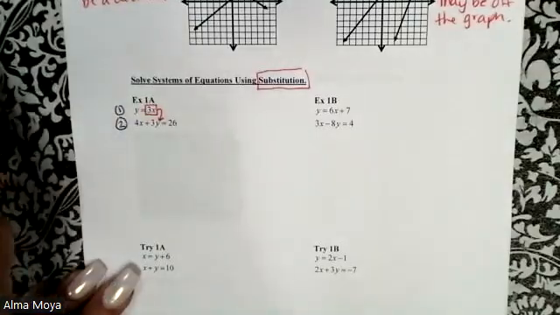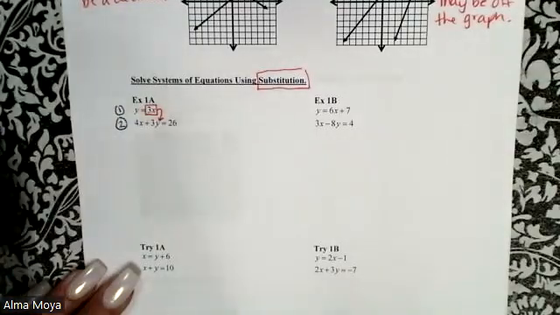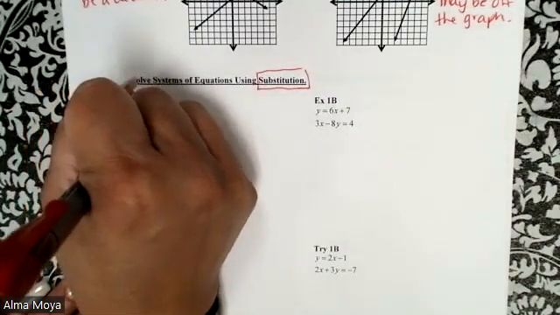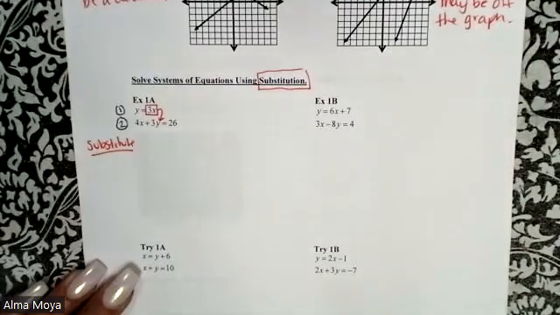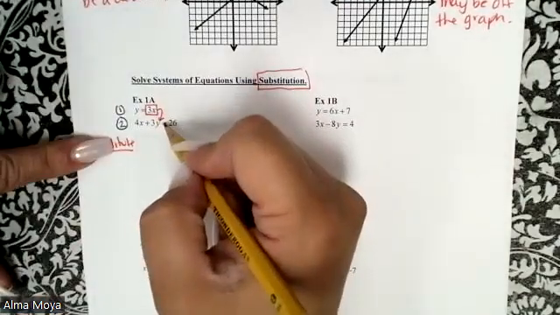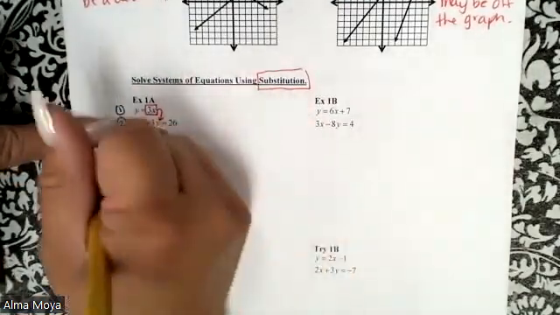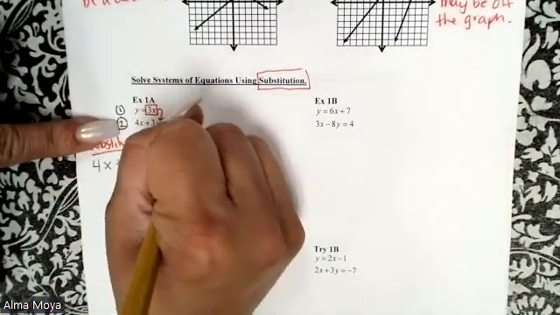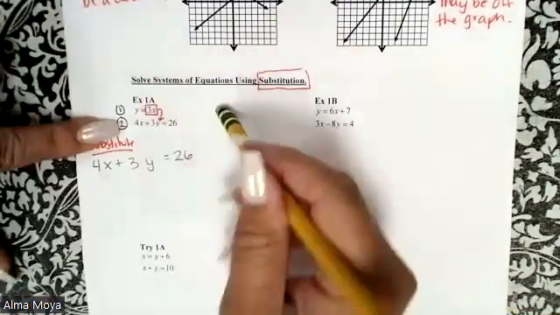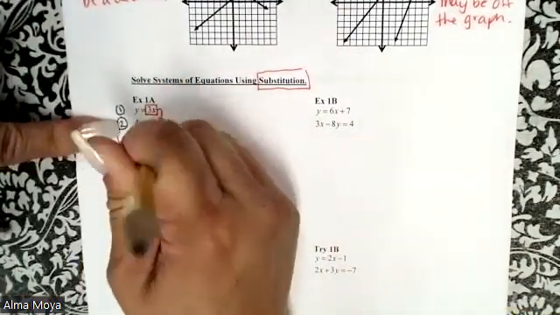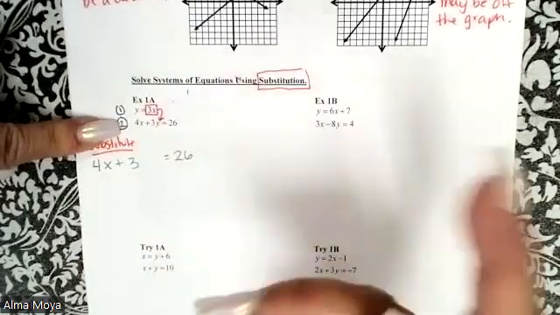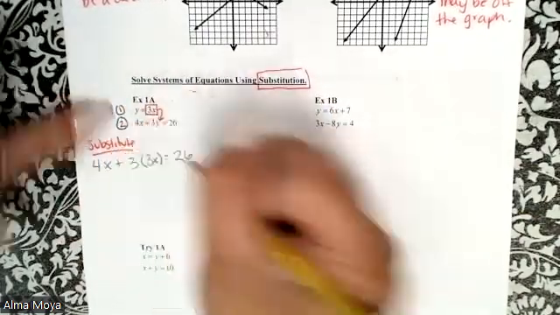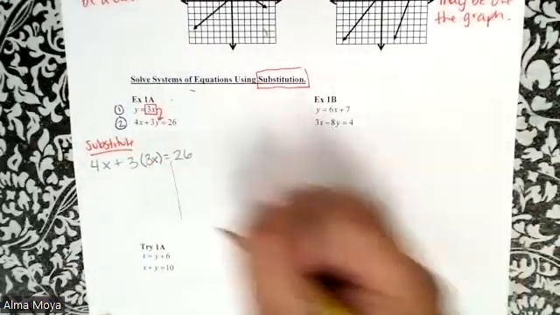So the first step is to substitute. You always plug one into the other. So watch, I'm going to write the second equation down, which says 4x plus 3y equals 26. Now I'm going to go back, and where I see the y, I'm going to erase it, and I'm going to plug this 3x into there. And that's what I'm going to be solving.